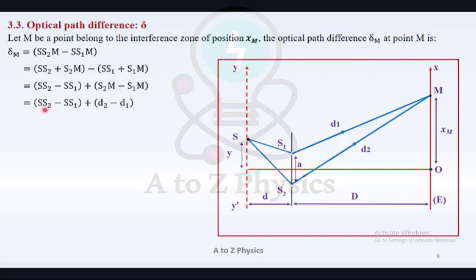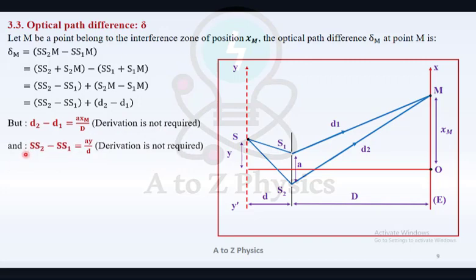which is equal to SS2 minus SS1 plus d2 minus d1, where S2M equals d2 and S1M equals d1. But d2 minus d1 equals a x over D. The derivation of this formula is not required, and SS2 minus SS1 equals a y over D. Also, the derivation of this formula is not required. Finally, delta at point M equals a y over D plus a xM over capital D.